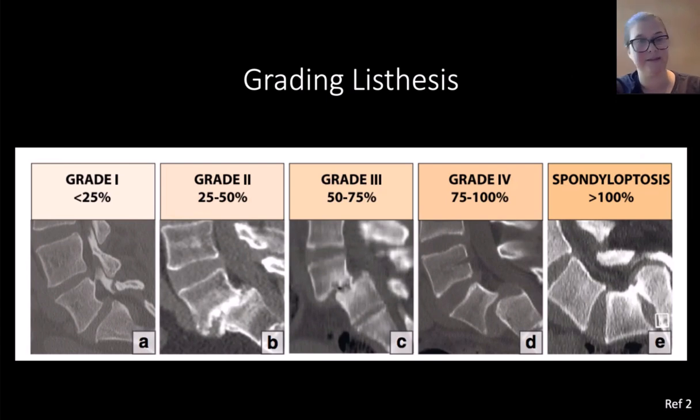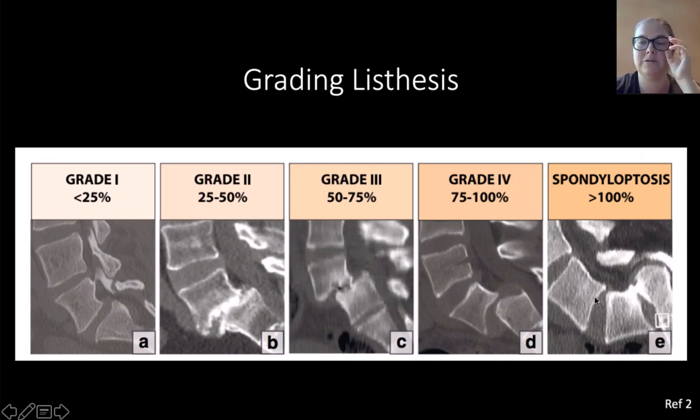So grading listhesis, again, this is one of the grading schemes that is fairly well used. So for grade 1, you're looking at grading relative to the end plate, so breaking it up into quarters. So less than 25% slippage, so here it's anterolisthesis of L5 relative to S1, grade 1. Grade 2 is 25 to 50%. So you can see here, if you broke up your end plate into quarters, you're slipped ahead more than 25%. Grade 3, 50 to 75% slippage. Grade 4 is 75 to 100% slippage.